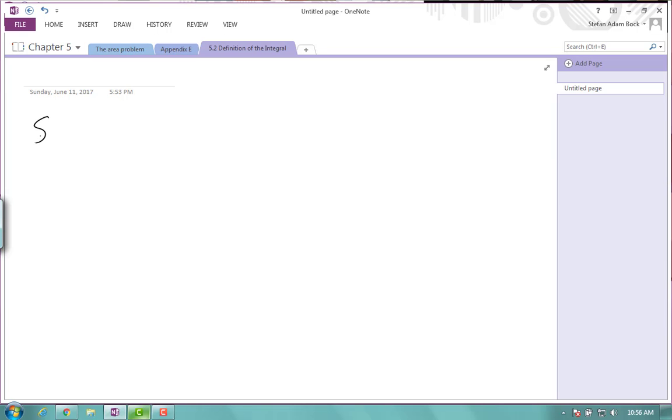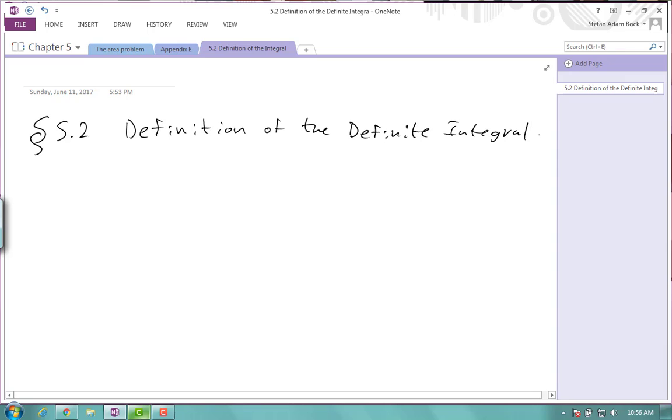So now that we finally made it to section 5.2, we can have the proper definition of the integral. And we're going to have two of these, I guess. We're going to have the long one, and then we're going to be able to have a condensed version, which is going to be super useful for us.